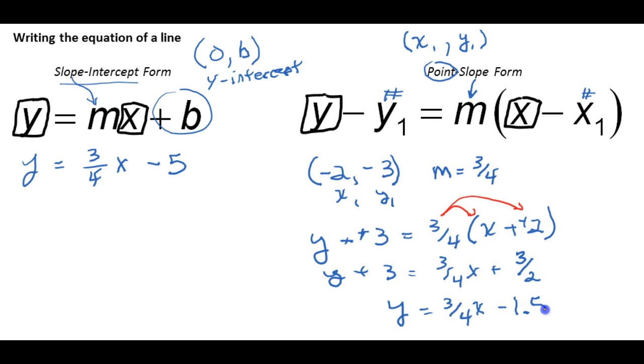Most students like to put decimals at that point. You want to leave your slope as a fraction, rise over run, but if you want to put your y-intercept, your b, as a decimal, that's perfectly fine. And that's it.